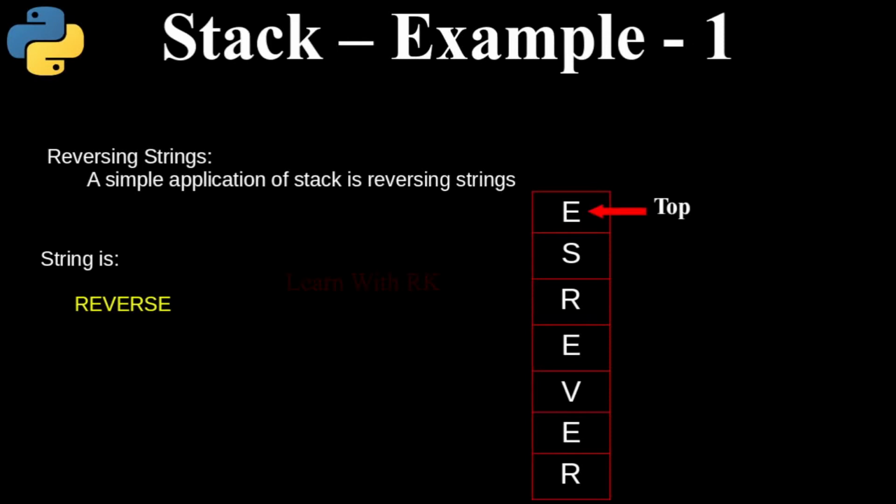To reverse a string, the characters of the string are pushed onto the stack one by one as the string is read from left to right. Once all the characters are pushed onto the stack, they are popped out one by one. Since the character last pushed comes out first, the subsequent operation results in the reversal of the string.